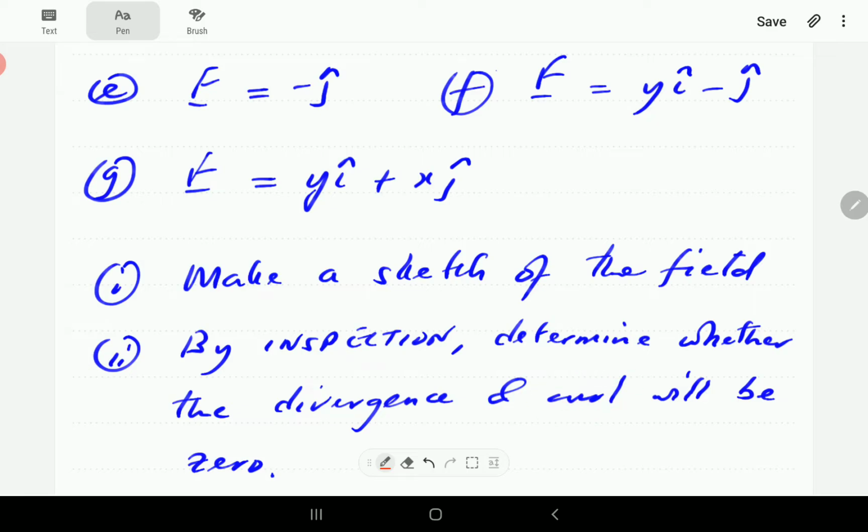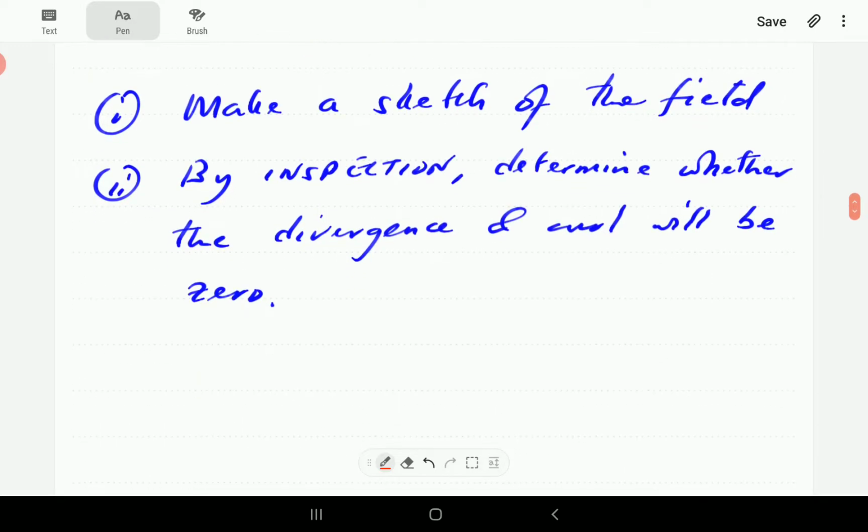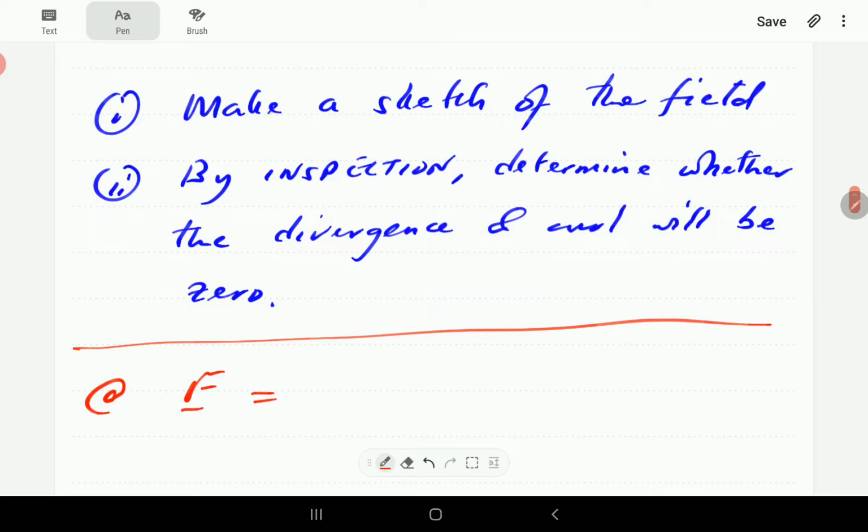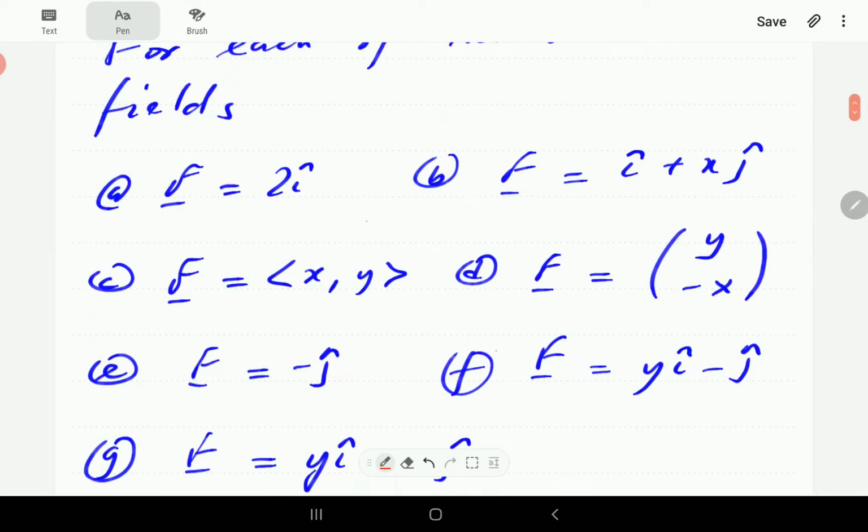So remember, we said divergence is a matter of how the field spreads out, and curl is a measure of how the field curls around a point, whether it's got some rotational tendencies. So in the first example, we have F equal to 2i.